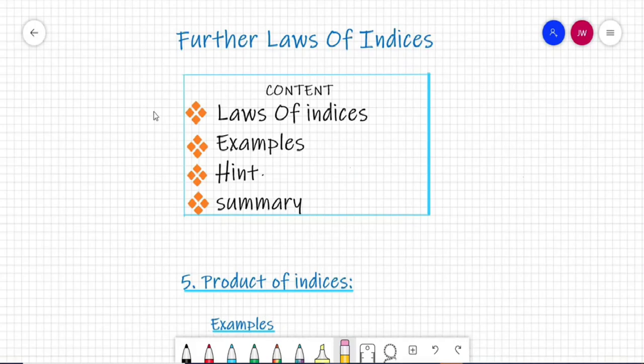In our last class, we looked at the first 4 laws of indices, but in today's class, we are going to look at the further laws of indices. Now let's quickly look at what we have in the content. Today, we are going to look at the last 3 laws of indices. We'll solve examples for each law, then I'll give you a hint, and finally, I will give you a summary of what I've done in today's class.